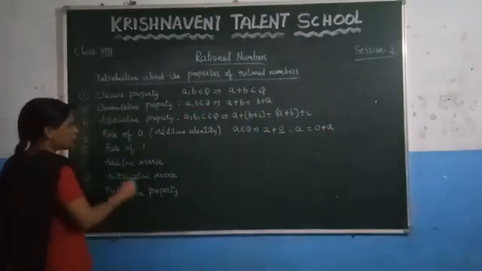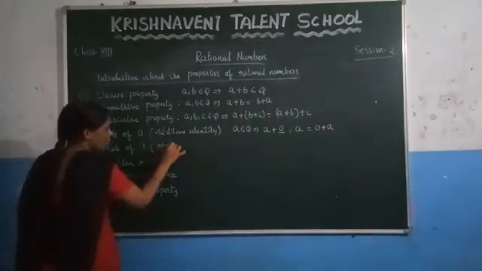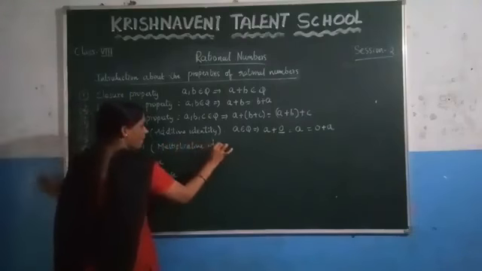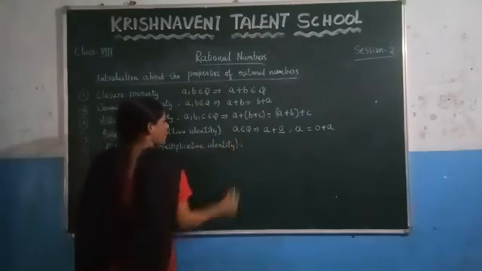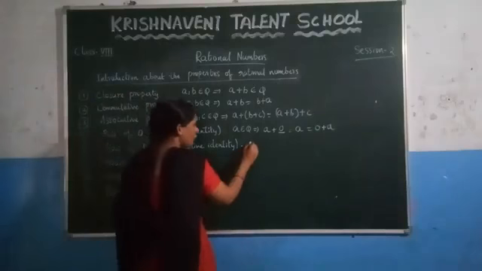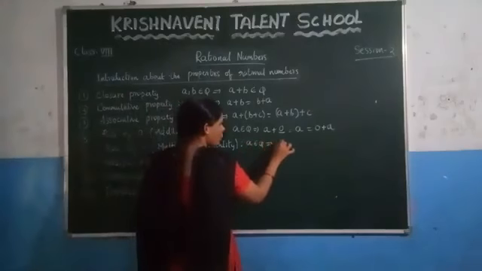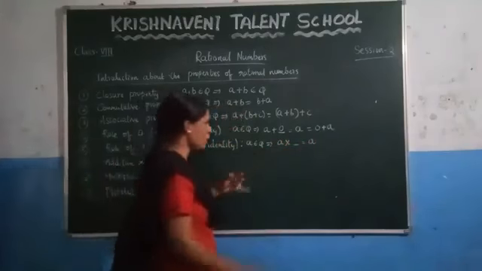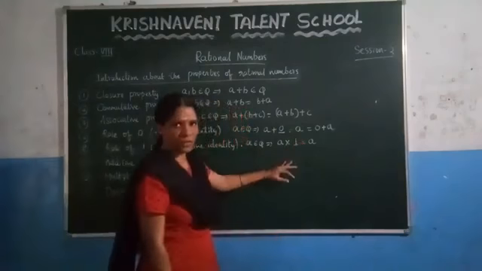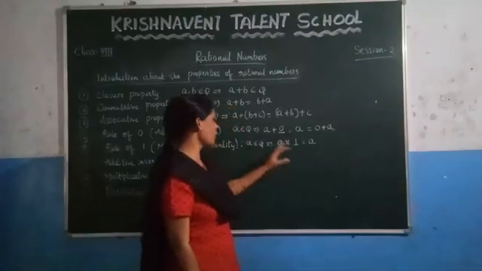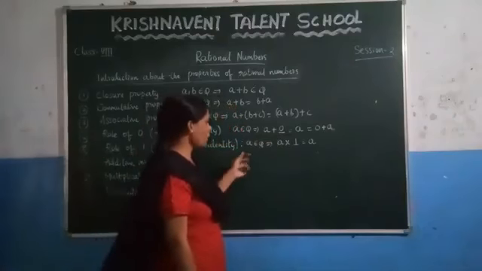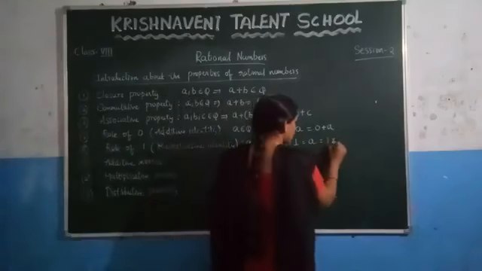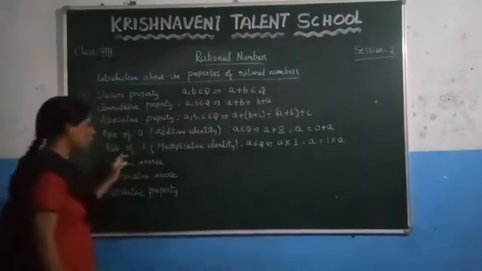And what is the next property? Role of 1. We call this the multiplicative identity. Here, what this property says is, if you consider any rational number, you multiply by one number such that you get the same result. Which number do you have to multiply by here? You have to multiply by 1. If you multiply by 1, you get the same result. That we call the multiplicative identity. It states, if A belongs to Q, then A into 1 is equal to A. This we can write as 1 into A. That property we call the role of 1.